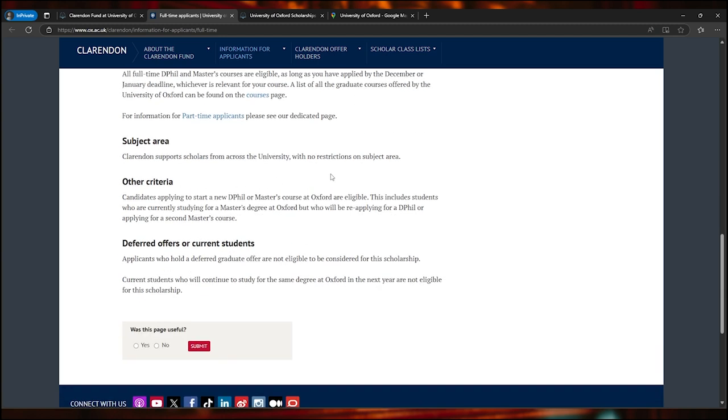Subject area, pretty much the same. Candidates applying to start a new Doctor of Philosophy or Master's course at Oxford are eligible. This includes students who are currently studying for a Master's degree at Oxford, but who will be applying for a doctorate or PhD. This is about applying for a second master's course. So if you are currently in a master's degree, you cannot apply for this scholarship for that specific master's degree you are doing. But if you go for a second master's or a PhD, you will be considered for this.